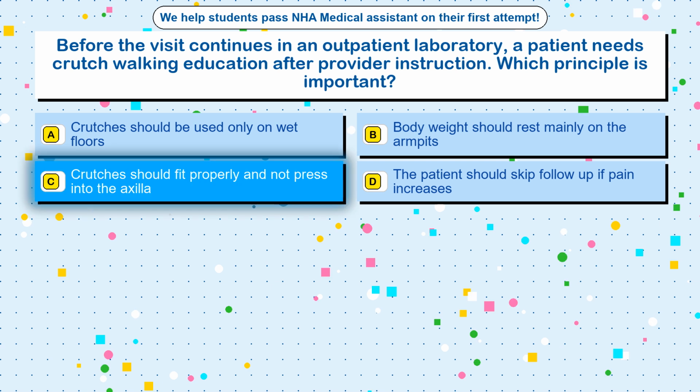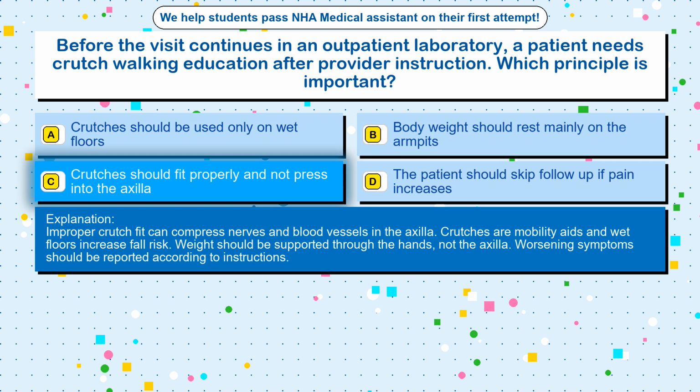The correct answer is option C. Crutches should fit properly and not press into the axilla. Improper crutch fit can compress nerves and blood vessels in the axilla. Crutches are mobility aids and wet floors increase fall risk. Weight should be supported through the hands, not the axilla. Worsening symptoms should be reported according to instructions.